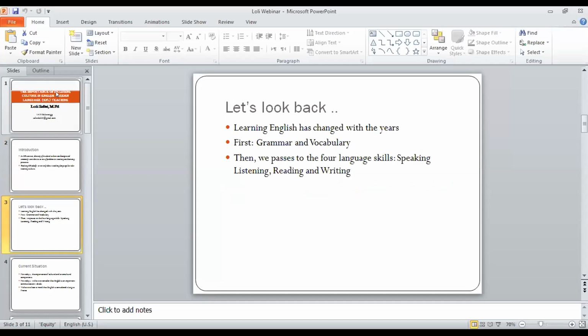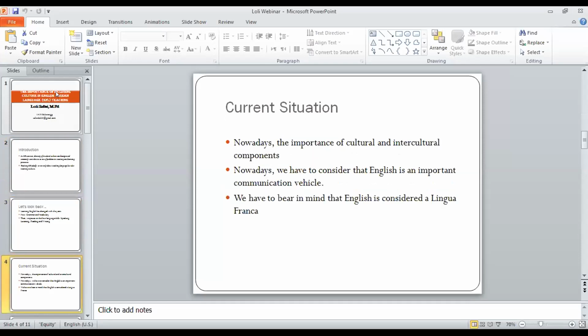grammar and vocabulary. Then we pass to the 4 language skills: speaking, listening, reading, and writing. But what happens nowadays? The important thing now is to take into consideration the cultural and intercultural components.